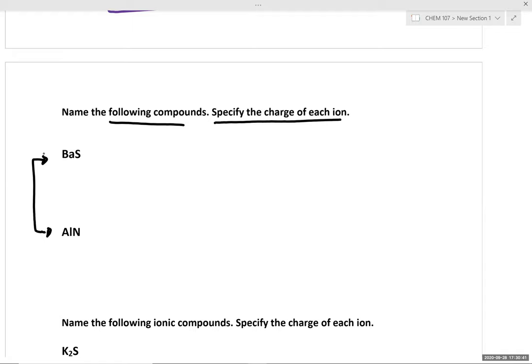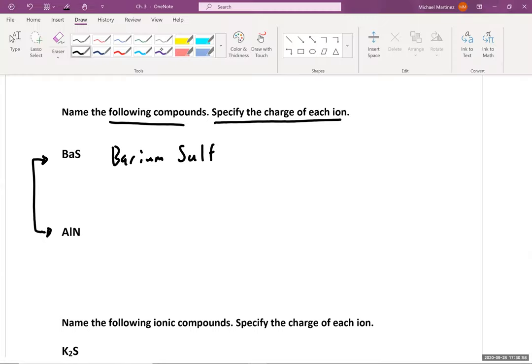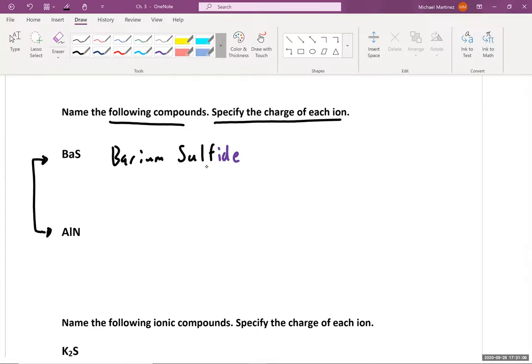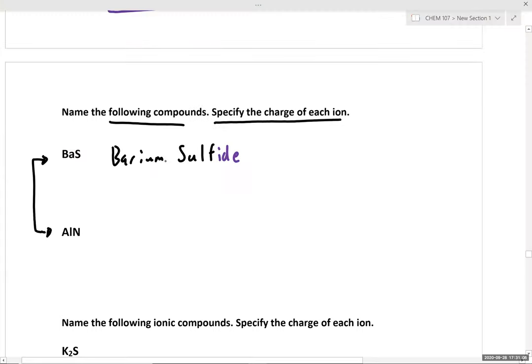Okay, so first and foremost, for BaS, let's name our cation. Our cation is barium. S corresponds to sulfur, so we write the stem of sulf followed by the ending of IDE. So this would be barium sulfide.